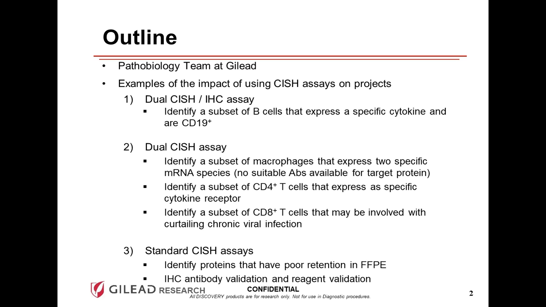The first example I'm going to talk about is using a dual in situ hybridization and IHC assay. And I'll walk you through how we were able to identify a subset of B cells, in particular B regs. That's a very hot topic in tumor biology.